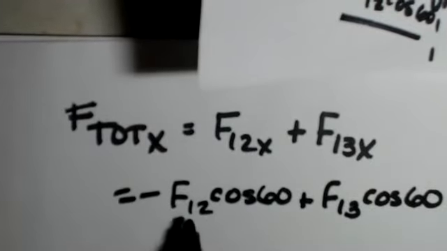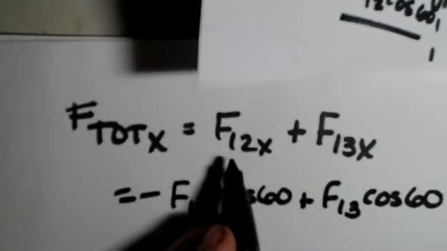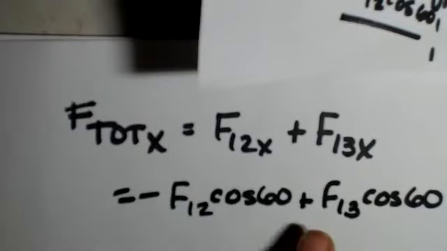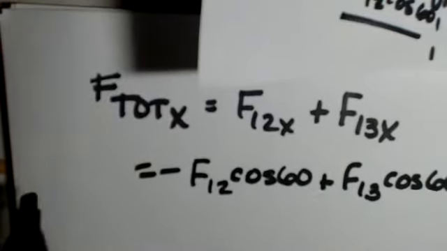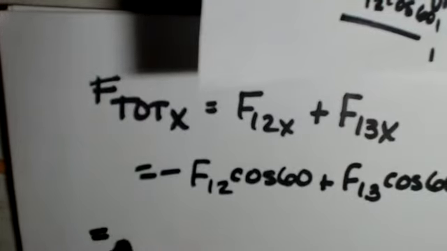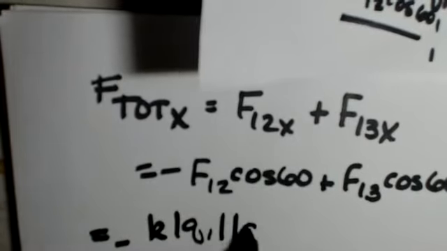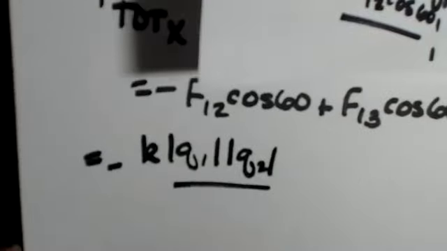Okay. Now I do have to remember some physics 2 here, because what are these forces? They're the Coulomb's law forces. So I have to remember that new thing that I just learned about Coulomb's law. So I've got minus F12 is going to be k magnitude of Q1 magnitude of Q2 over R12 squared, and then that's still times the cosine of 60, plus F13 is going to be k magnitude of Q1 magnitude of Q3 over R13 squared times the cosine of 60.